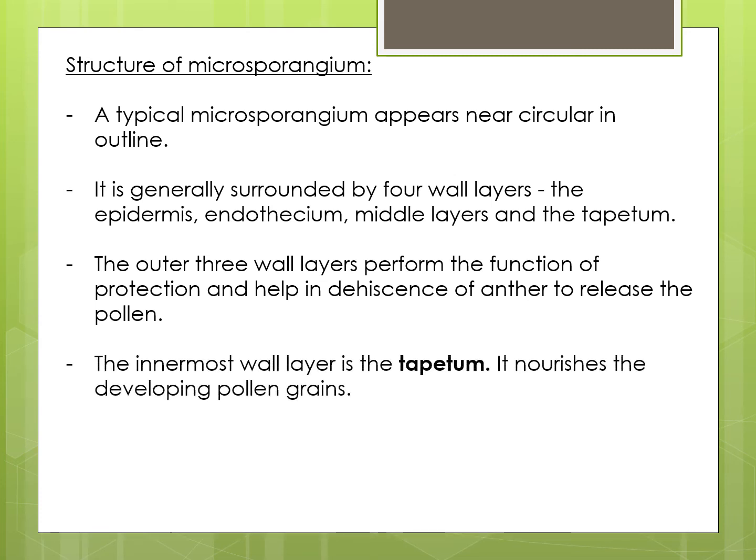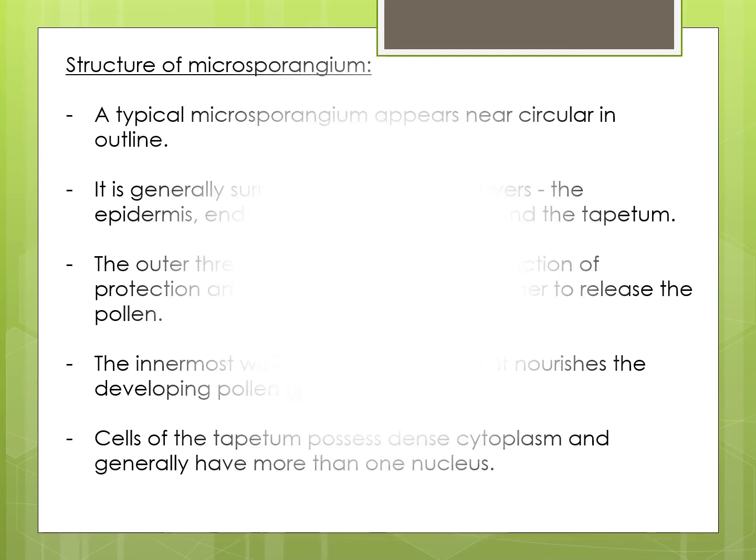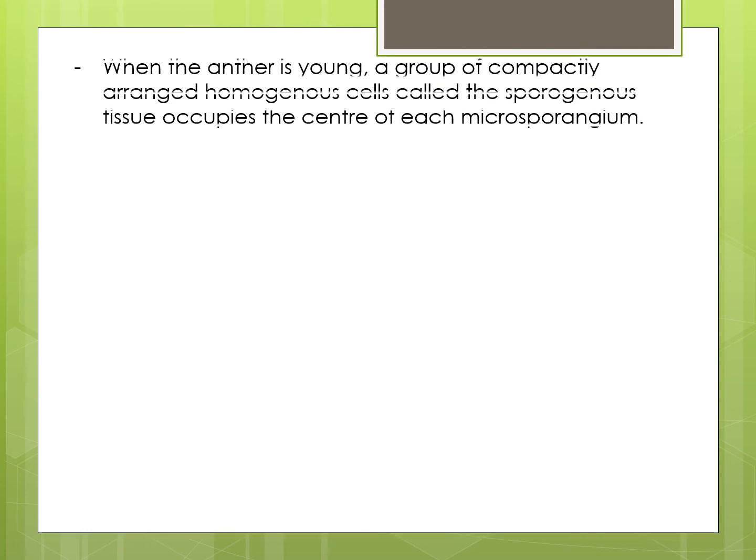The innermost wall layer is the tapetum. It nourishes the developing pollen grains. So we can say that tapetum is a nourishing tissue or a nourishing wall layer. Cells of the tapetum possess dense cytoplasm and generally have more than one nucleus. When the anther is young, a group of compactly arranged homogeneous cells called sporogenous tissue occupies the center of each microsporangium. So in the center of each microsporangium, we see a compact tissue called sporogenous tissue.